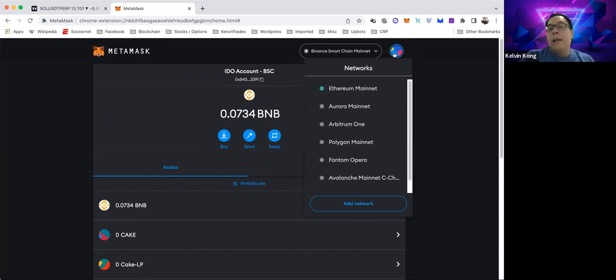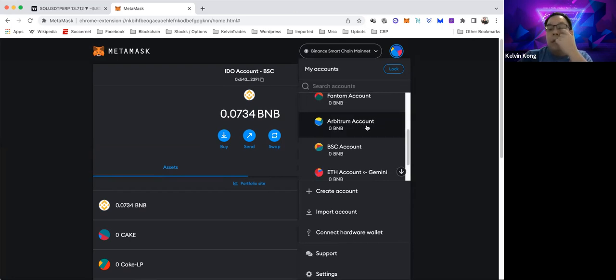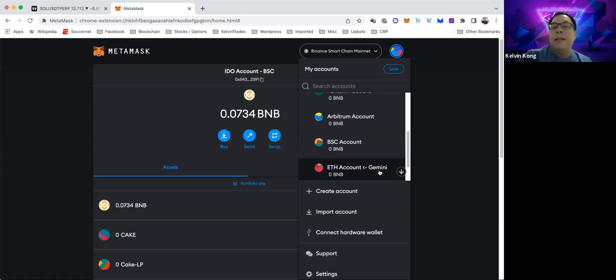Oh yeah, and another thing that I did just now was I created another wallet for Gemini, for me to transfer coins from Gemini to my Ethereum wallet, to my Ethereum blockchain. Because Gemini, most of the coins over there, they only use the Ethereum network.